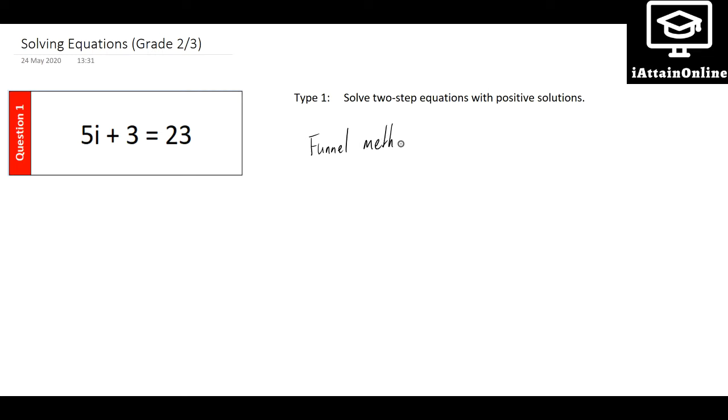So to start with, I'm just going to rewrite the equation 5i plus 3 equals 23, and I'm going to draw a kind of funnel thing like this. Now the idea is, when a question says solve, we want to end up with i equals something or something equals i. Now remember, there's an invisible 1 in front of this, but we don't need to write that.